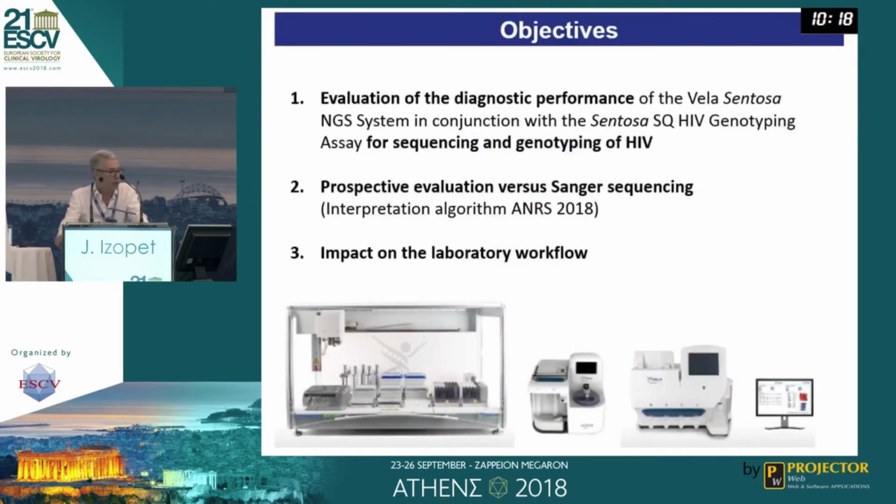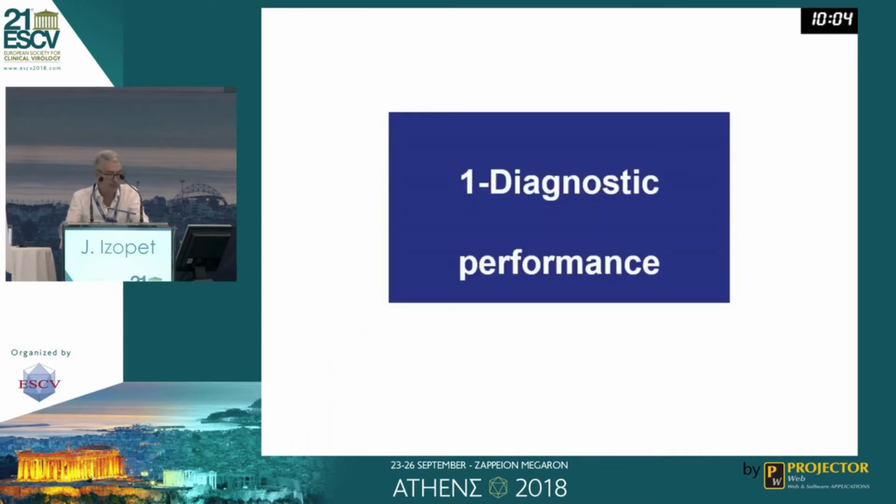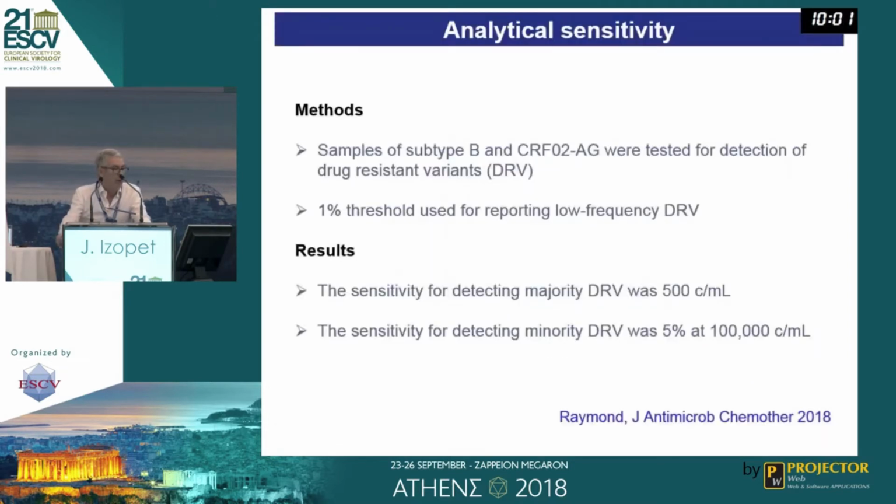The objective of this study was to evaluate the diagnostic performance of the Vela system, to perform a prospective evaluation versus Sanger sequencing, and to determine the impact on the laboratory workflow. Regarding the analytical sensitivity, we used samples of subtype B and AG, and these samples were tested for detection of drug-resistant variants. And we used a 1% threshold for reporting low frequency drug-resistant variants.